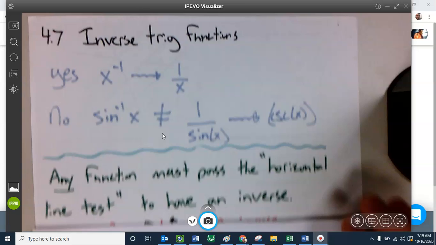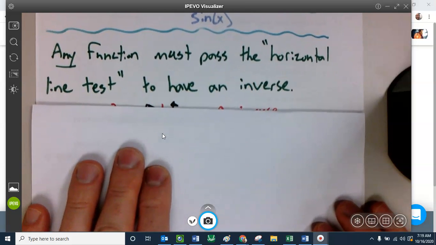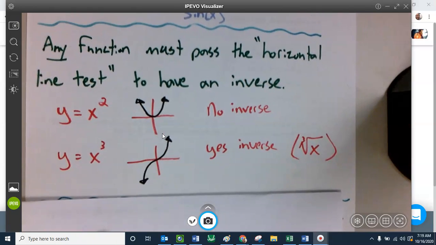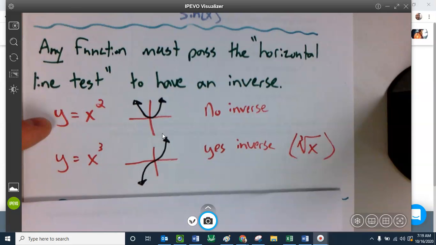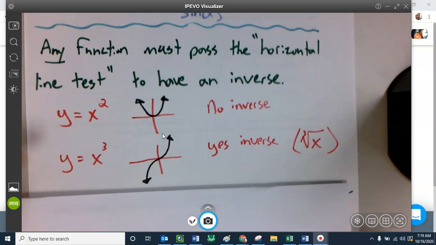Okay, so this recaps a little bit of what we talked about in the review. For a function to have an inverse, it has to pass the horizontal line test. Y equals x squared does not. It doesn't have an inverse. Y equals x cubed does have an inverse. It passes the horizontal line test.